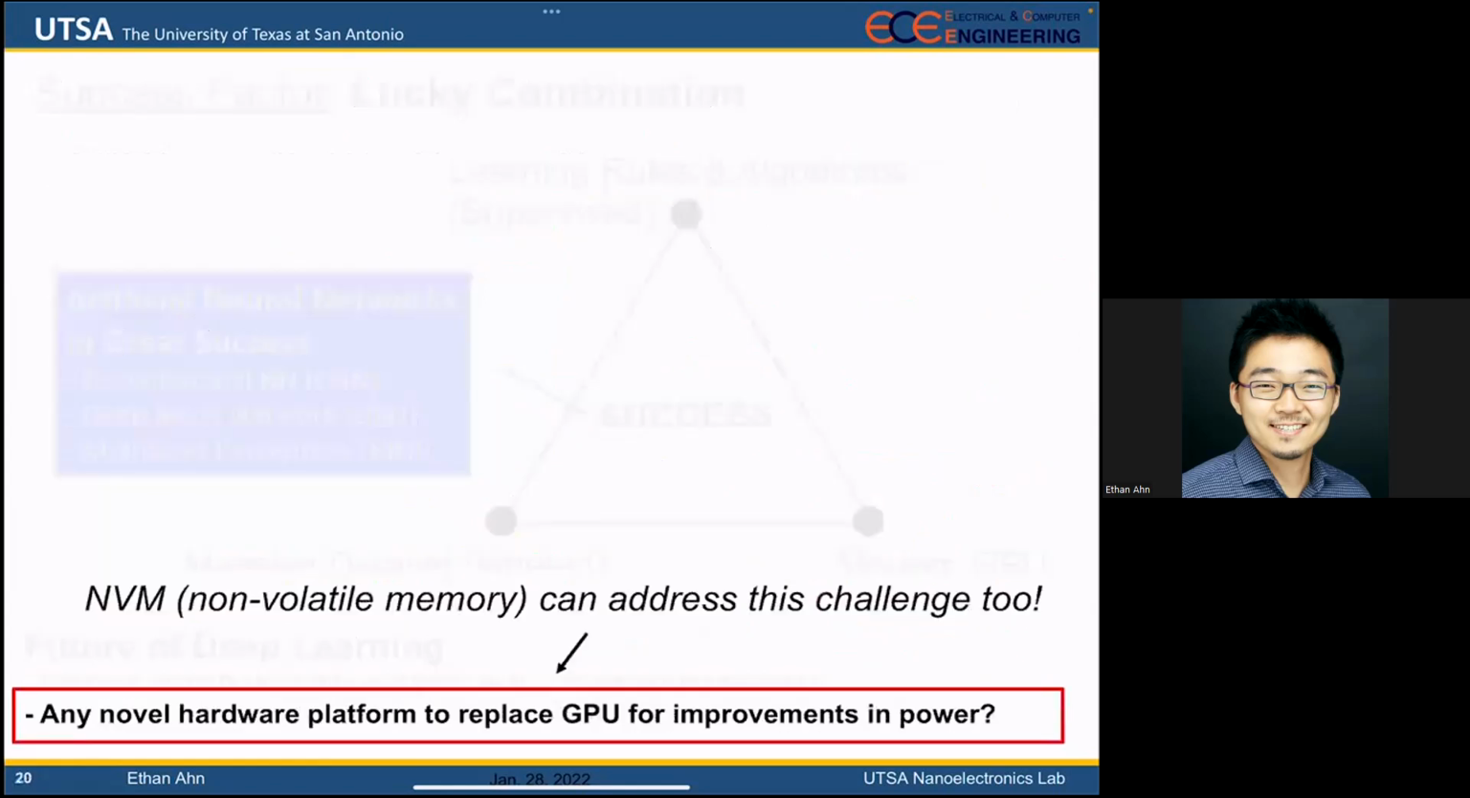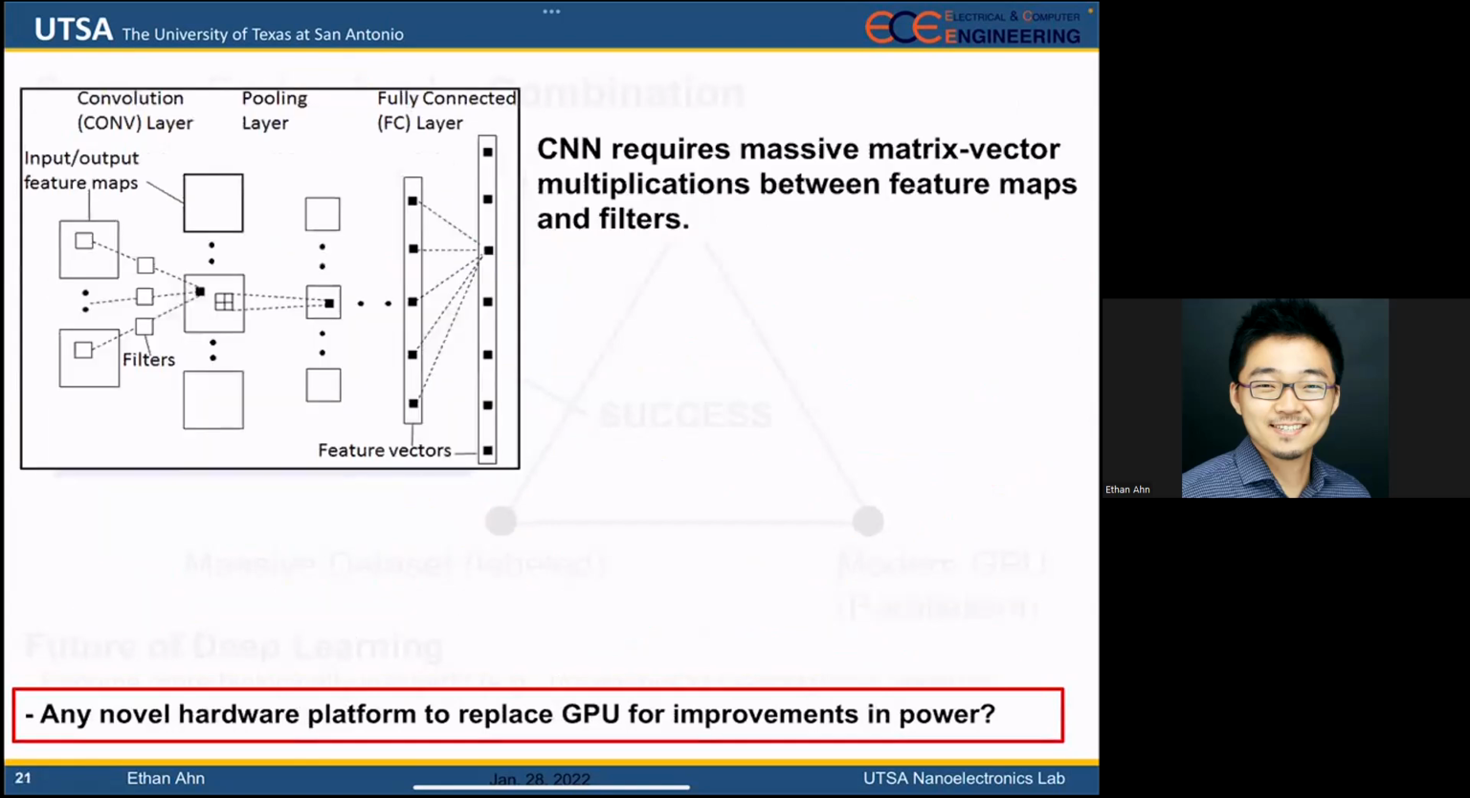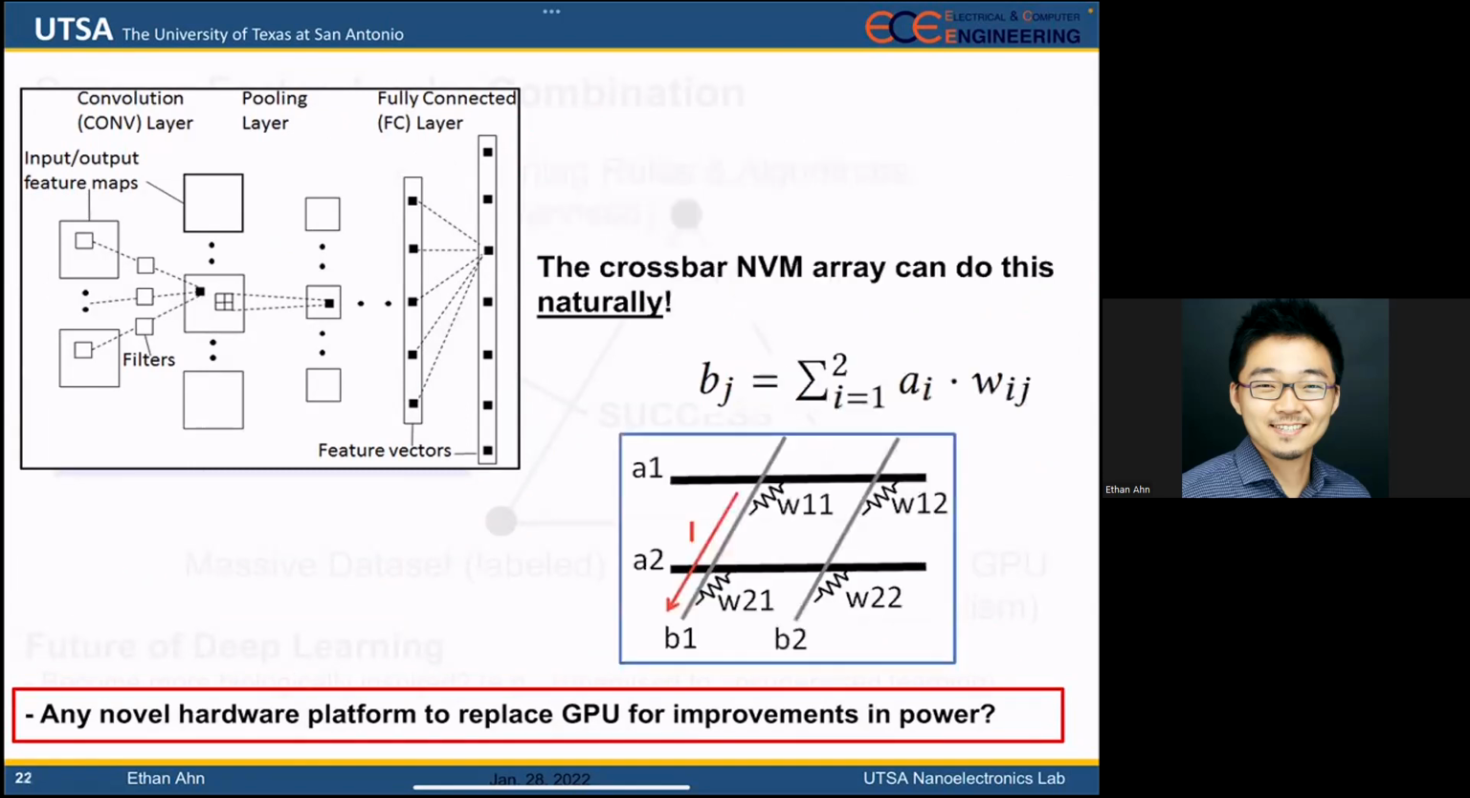Also, when it comes to this second challenge, I wanted to quickly highlight that non-volatile memory technology can address this challenge too. If you look at how neural computation works, for example for a CNN, convolutional neural network, inside it you have a lot of matrix vector multiplications between feature maps and filters. And this matrix vector multiplication is exactly what non-volatile memory does in this specific architecture called a crossbar array.